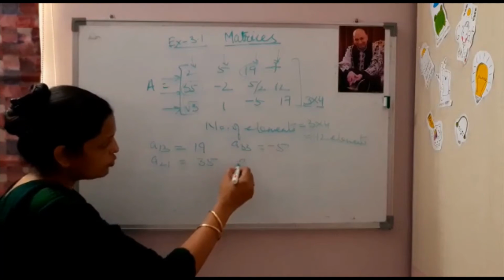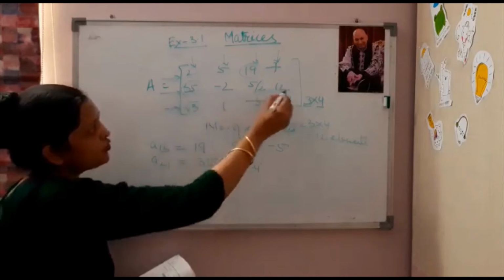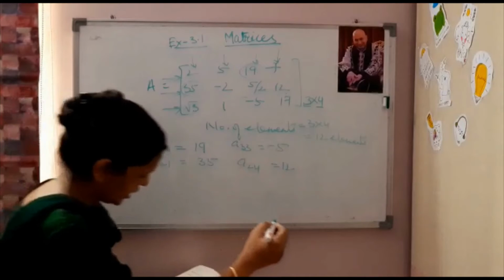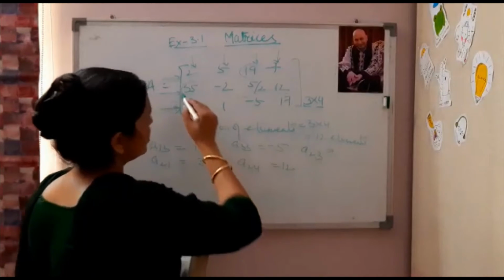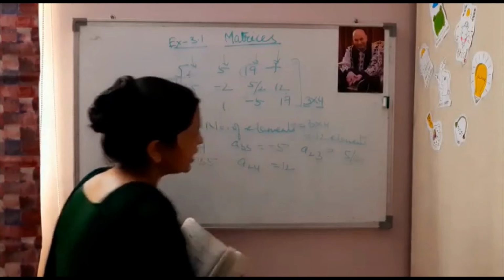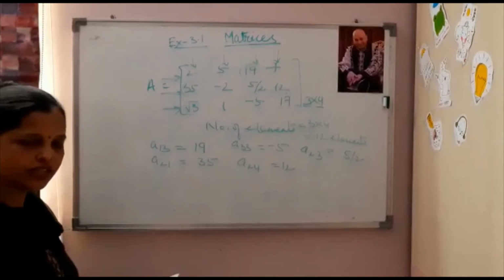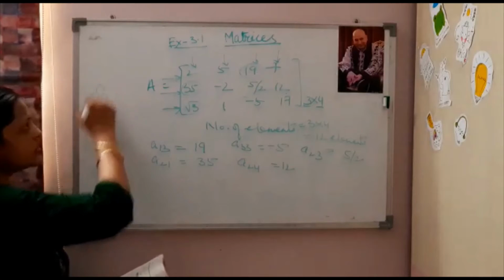Next is A24. A24 second row fourth column, that is 12. Next is your A23. A23 that is second row third column. Second row third column is 5/2. By that you can find the elements whatever be the position that has to be asked, right? Second question. This is the first question.